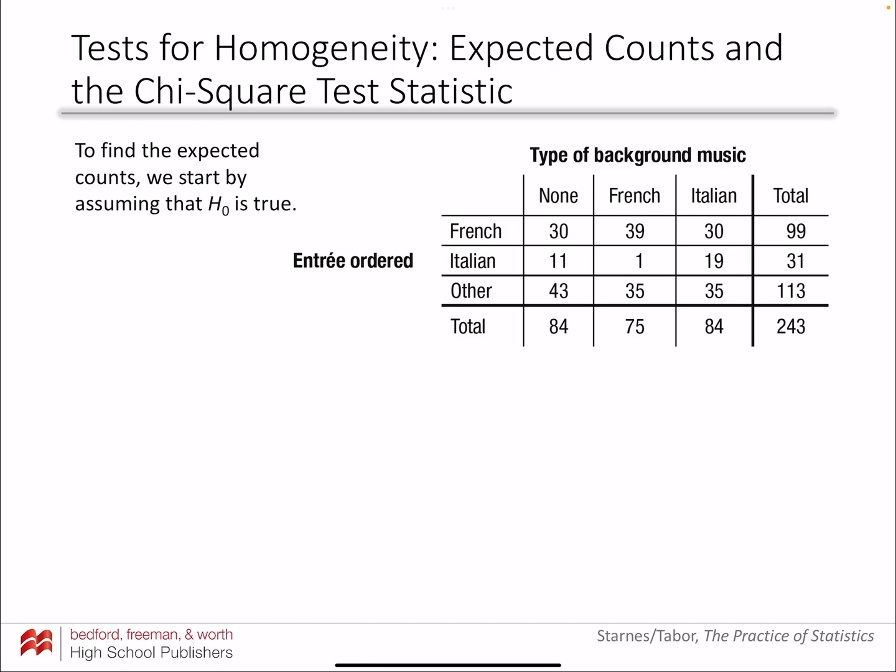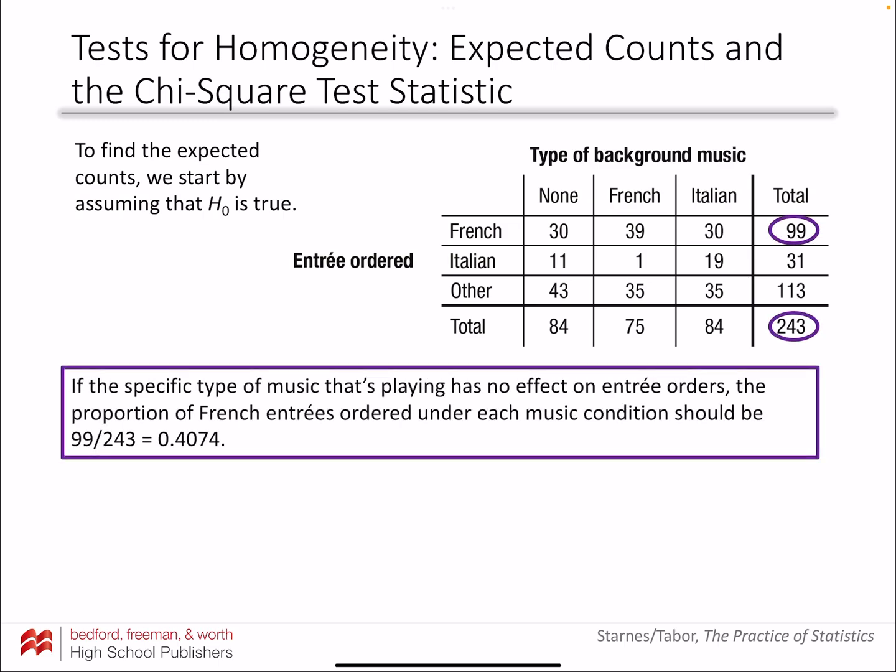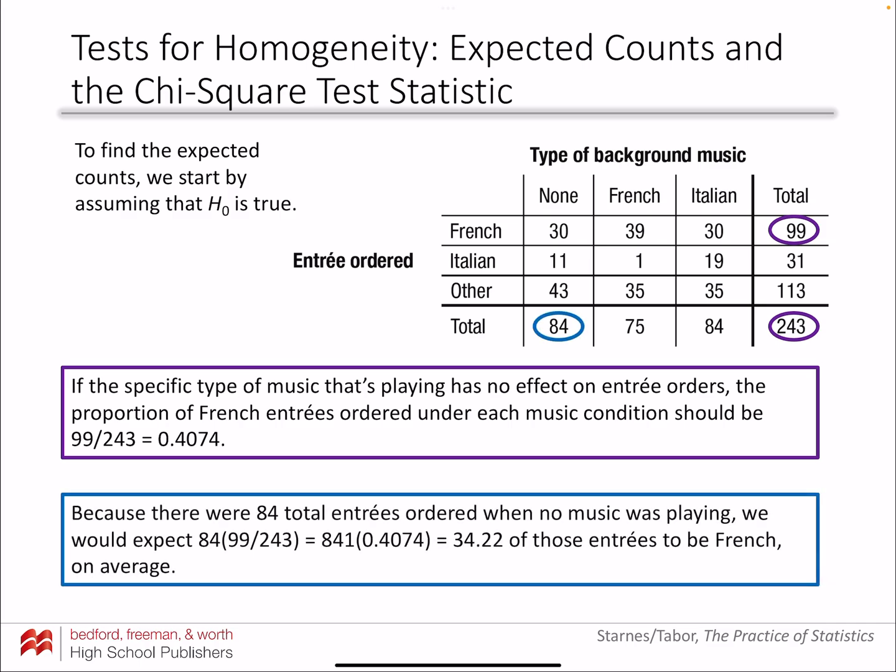Again, with every hypothesis test we do, we always assume that H0 is true. We assume that there's no difference. So if there were no difference, then the proportion of French entrees ordered under each music condition should be the same, right? We had a total of 99 French entrees ordered out of the 243 people surveyed, and that was 40% of all the entrees. So across all the different music categories, we should have 40% of people ordering French entrees. If I look at the people who listen to no background music, there were 84 total entrees ordered. 40% of 84 is 34.22 entrees. That's how many French entrees we would expect if no music were playing.